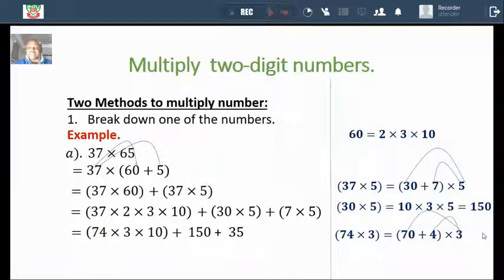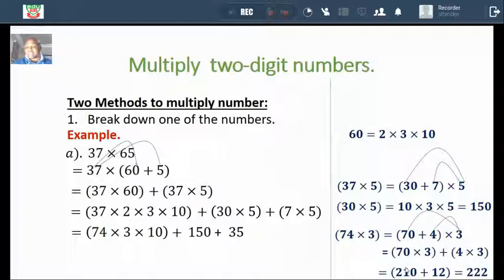Now this 70 times 3 plus 4 times 3 will be easier to work on, because 70 times 3 is the same as 7 times 3 times 10. 7 times 3, 21. 21 times 10, 210. Easy there. Now 4 times 3, 12. Now we have 210 plus 12. To add this is simple. 210 plus 12 is 222.